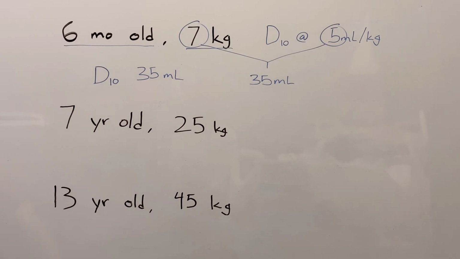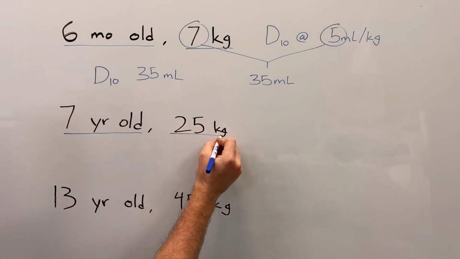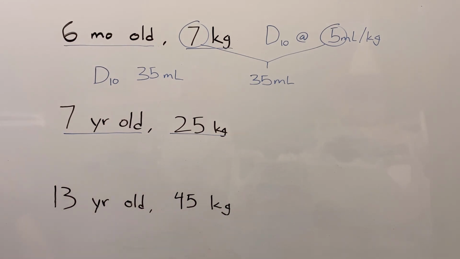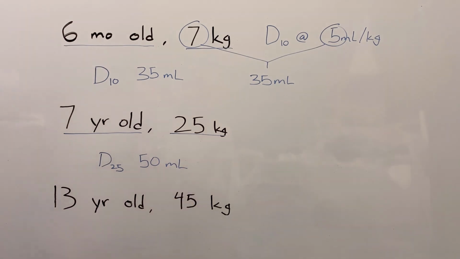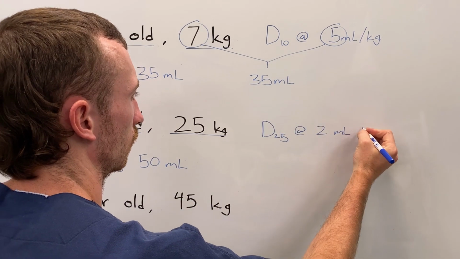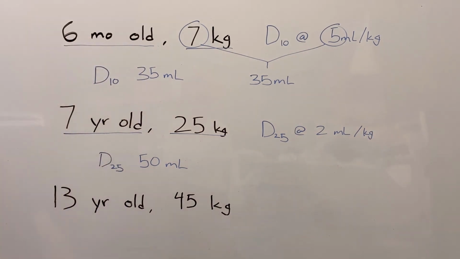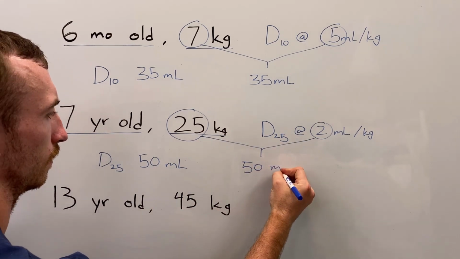What concentration and dose of dextrose should be given to a 7-year-old girl weighing 25 kilograms? 50 milliliters of D25. This patient is school age, so D25 with a dosage of 2 milliliters per kilogram is needed because 2 times 25 equals 50. Since the patient is 25 kilograms, she needs 2 times 25, which is 50 milliliters of D25.